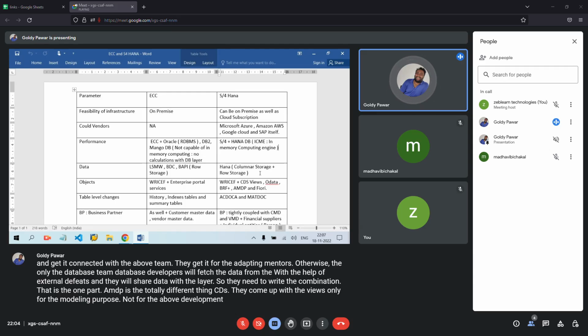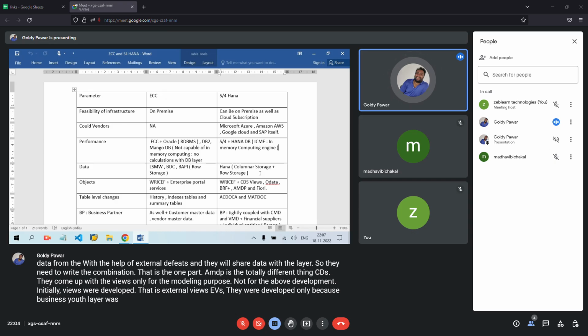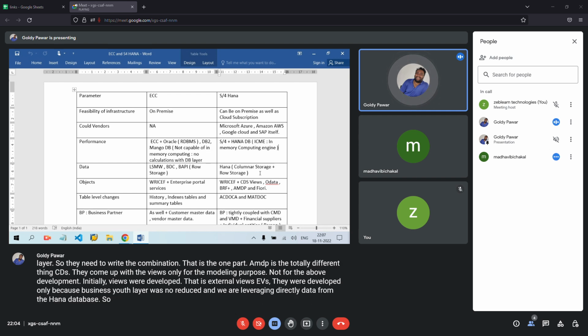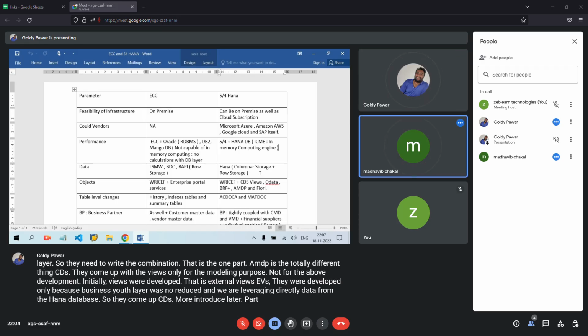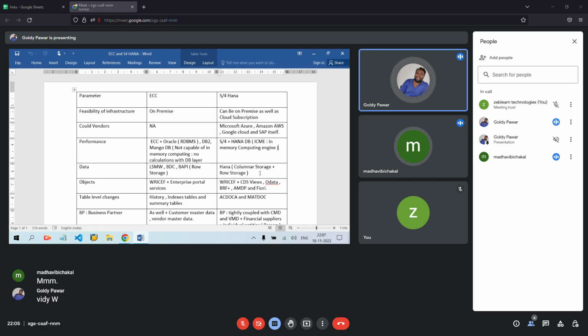Initially, views were developed, that is external views, EVs. They were developed only because the business suite layer was not introduced, and we were leveraging data directly from the HANA database. So CDS were introduced later. Initially, for the modeling of the data in BDI BW, they came up with the solution of E views, that is external views.